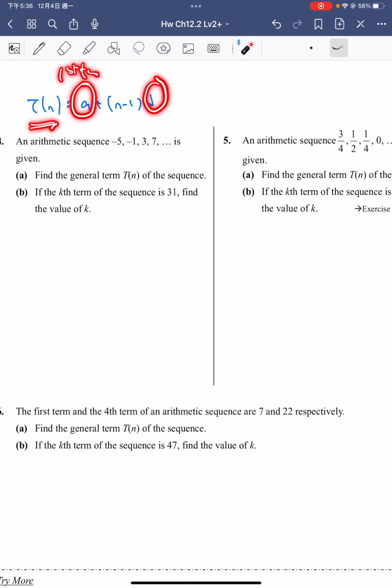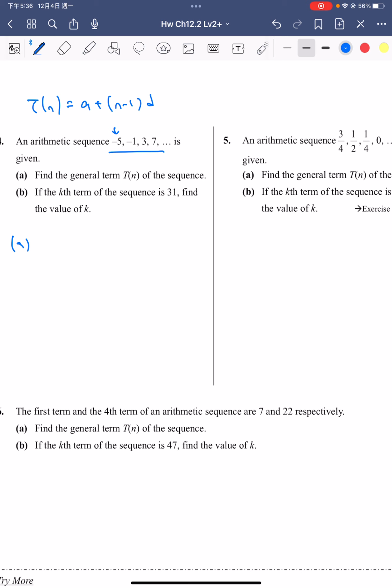So try to pause the video to think about how can we get the first term in this sequence, and then how can we get a common difference. Okay, so pause the video, take some time to think about it. Alright, so now as we have this sequence, the first term is just the first number, isn't it? So the first term is just negative 5, and the common difference is negative 1 minus the negative 5. So this is just equal to 4 plus the 4. Okay, so the common difference is 4.